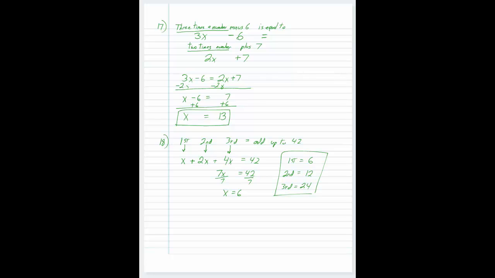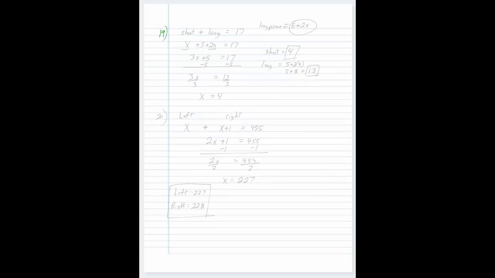Here's what they said about long. The long piece is, which means equals, 5 feet longer than twice the shorter piece. So it'll be 5, longer means add, so it'll be 5 plus 2x. Alright, well, let's make that change.